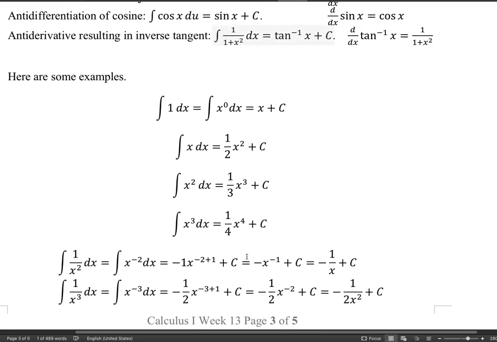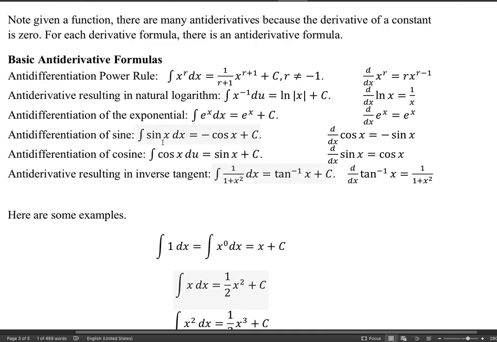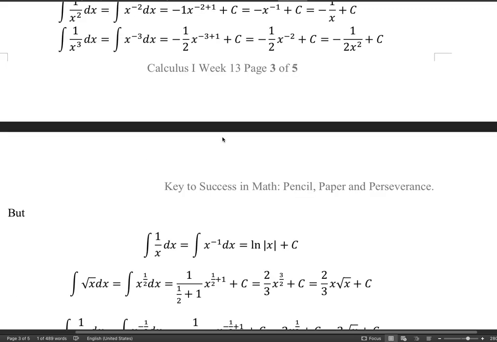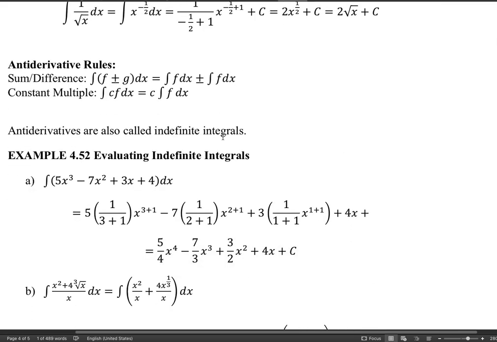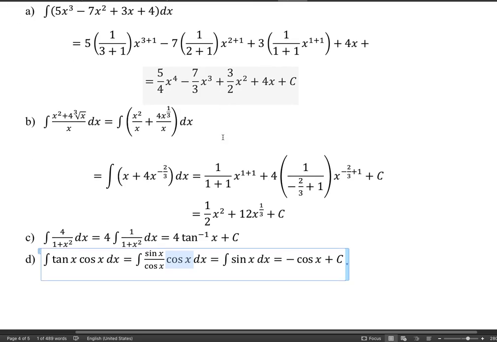It is one of the basic formulas I listed here. The antiderivative of sine is negative cosine. The antiderivative of cosine is sine. If you wonder how to remember this minus sign, it's from the derivative rule, because the derivative of cosine is negative sine. So accordingly, the antiderivative of sine is negative cosine. That's all I can explain. Think it over carefully to see if it makes sense. It should.